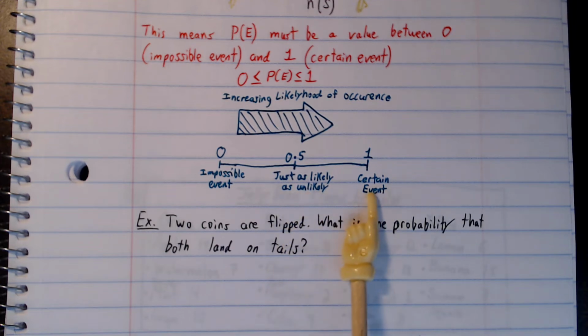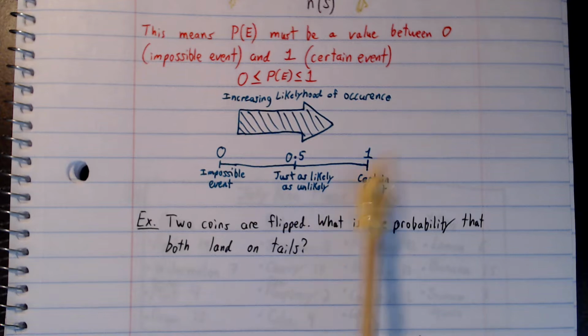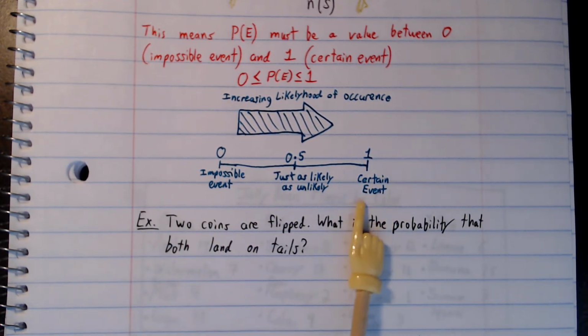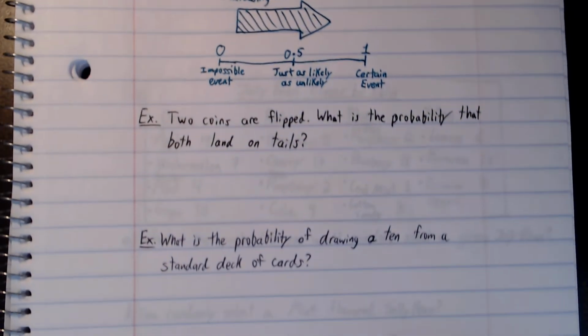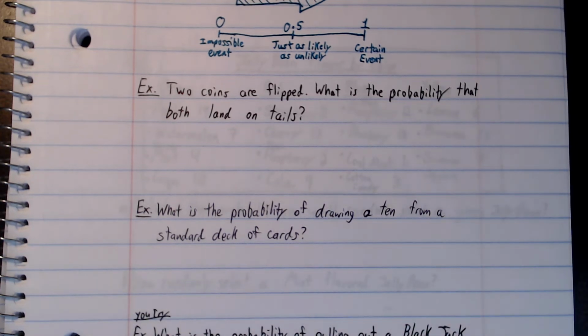And finally, a certain event would be something like if I remove all of the face cards and the aces from a deck of cards, so I'm only working with the numbers, the probability of me pulling out a number is going to be certain because I'm only pulling out numbers. I took out all the other cards. That wasn't the best example, but you get the idea. The closer to 1 you are, the more likely the event is to happen. Better odds, some people say, which is technically a different thing, but that's different.